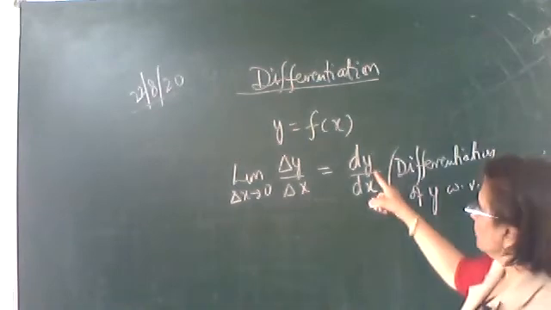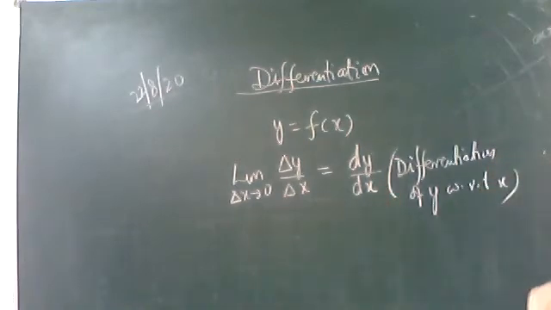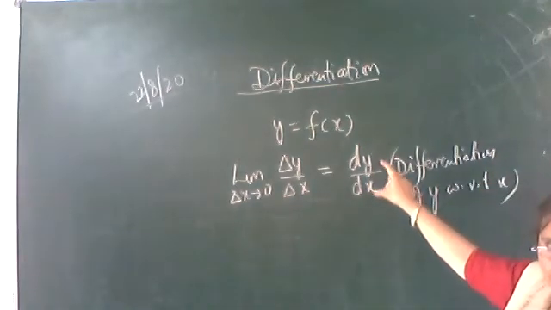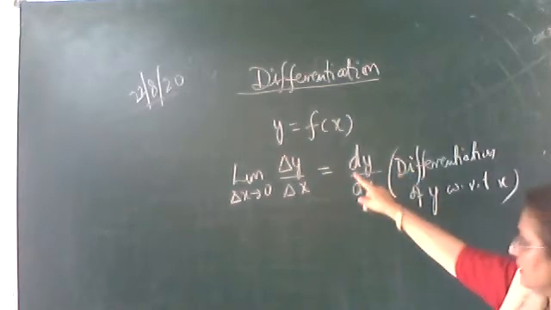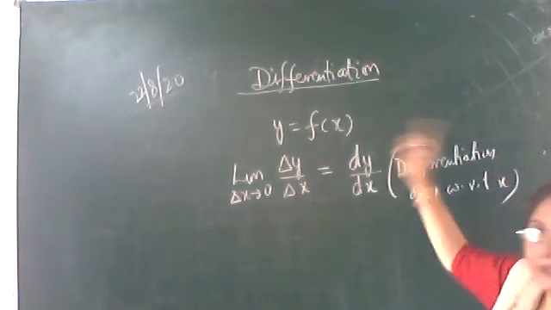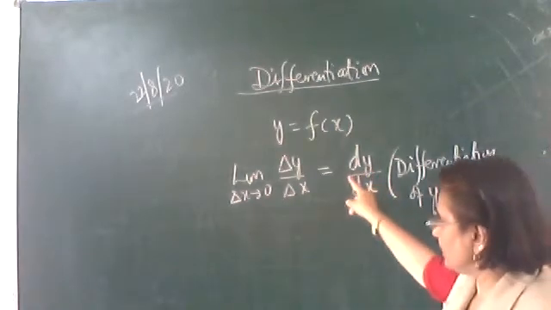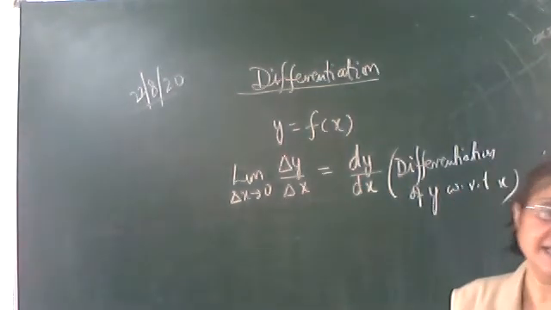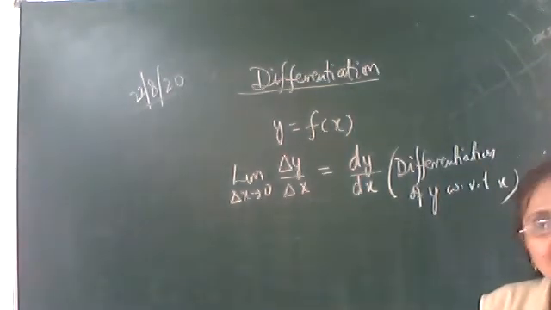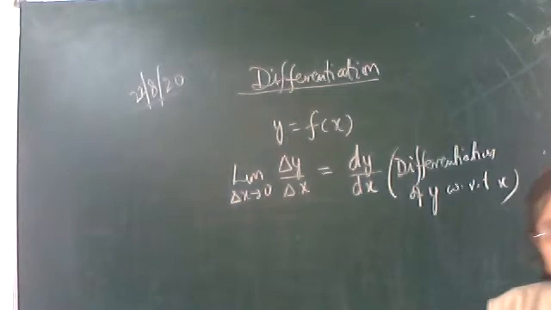Okay, so now this is not a separable function. This is together. D by dx is the operation which is done on y. It becomes a single function. Don't go much in detail. So dy by dx is the differentiation of y with respect to x, or sometimes it is called the differential coefficient of y with respect to x. Only this much you have to understand.